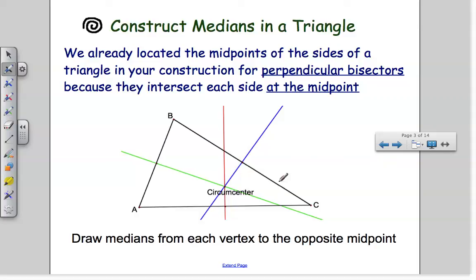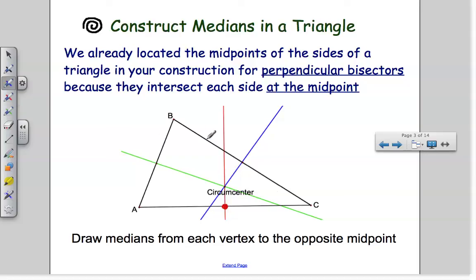This we're going to do in class. You've already constructed perpendicular bisectors, and those will help you construct medians. Because if you think about it, a median goes from a vertex to the midpoint of the opposite side, but didn't perpendicular bisector, keyword bisector, already find the midpoint of that opposite side? So now that we have that midpoint, you're going to be able to easily draw your medians.